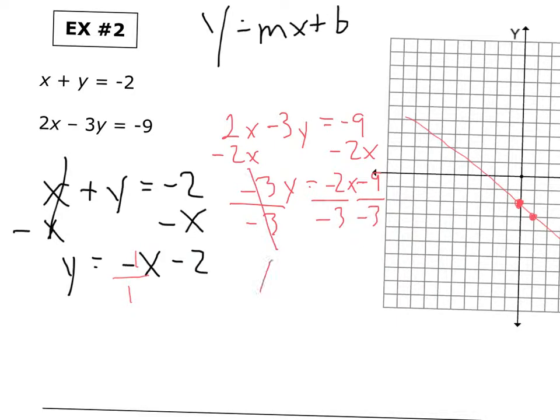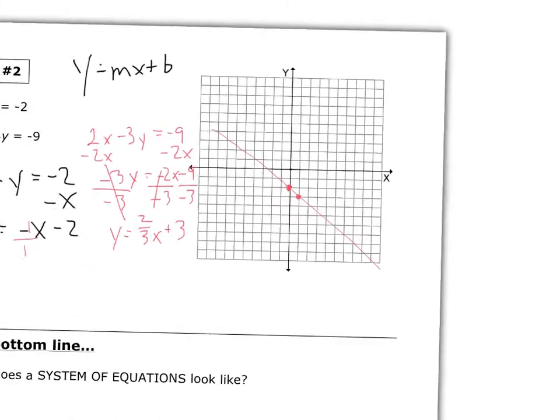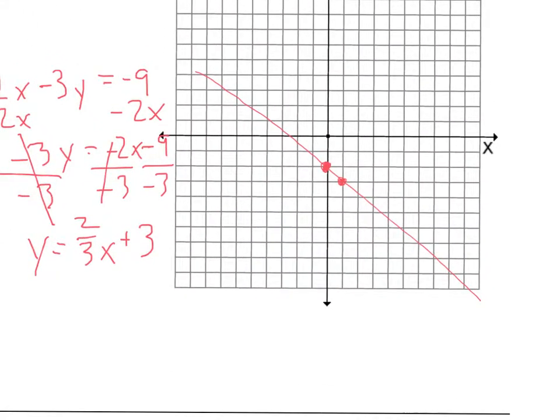Those negatives cancel out, and we have y equals 2/3 x, and -9 divided by -3 gives us a +3. Okay, so now we have it in slope-intercept form. We can go ahead and graph this. So our y-intercept is a +3, so we'll go up 1, 2, 3, and plot our point. And then our slope is 2/3, so we'll go up 2, over 3, and plot a point. Now, with my slope of 2/3, I could go the other direction. Instead of up 2 over 3, I could go down 2 and left 3.